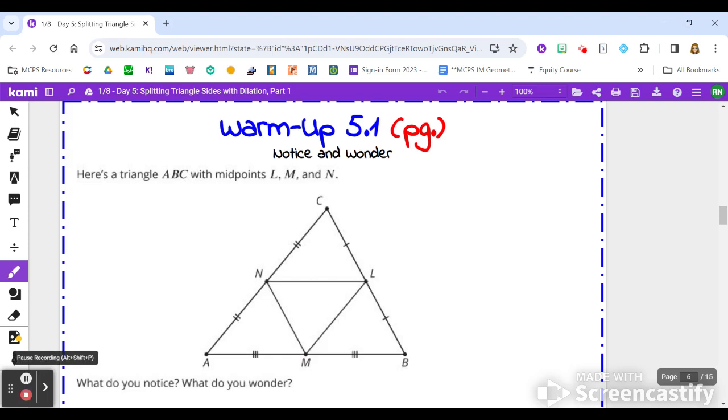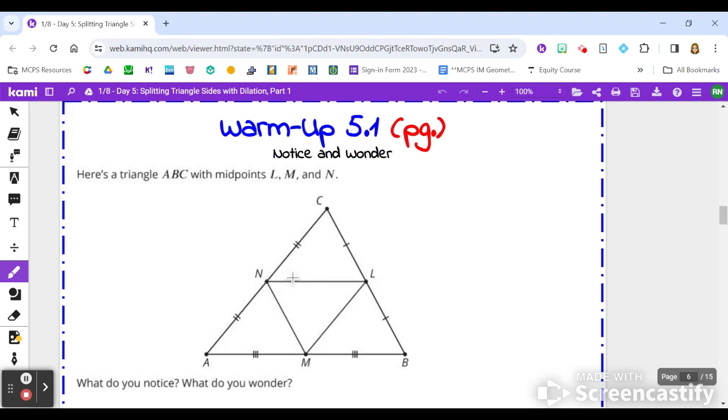So a couple of things that I'm hoping you noticed. I'm hoping that you saw that AM is congruent to MB, and that BL is congruent to LC, and that both of those statements make sense because M is the midpoint of AB, so it's going to divide our line in two. And L is the midpoint of BC, so it's also going to divide that line in two. And again, N is the midpoint of AC, so it divides the line into two equal parts.